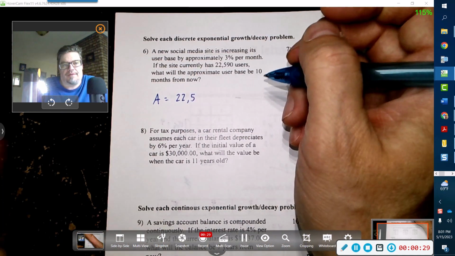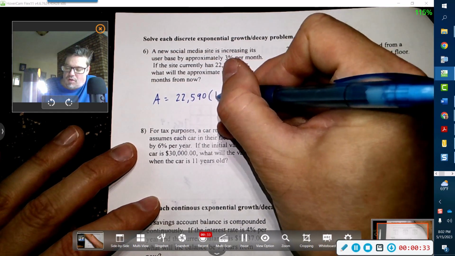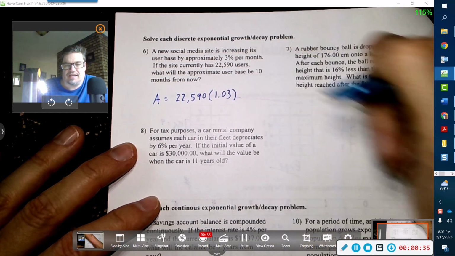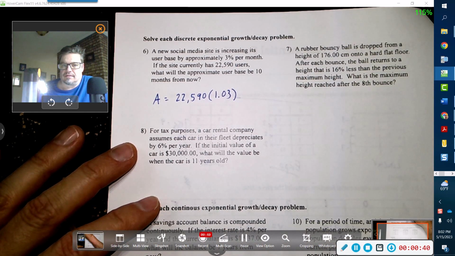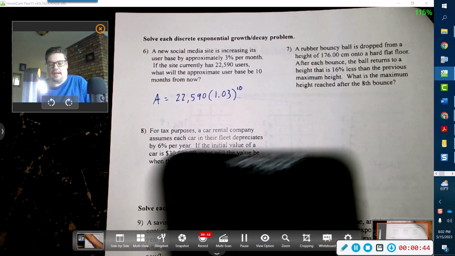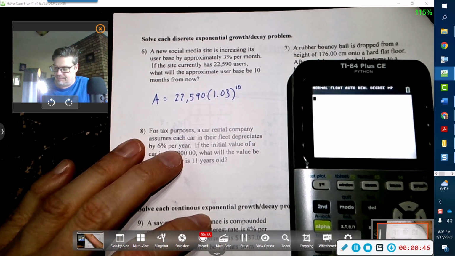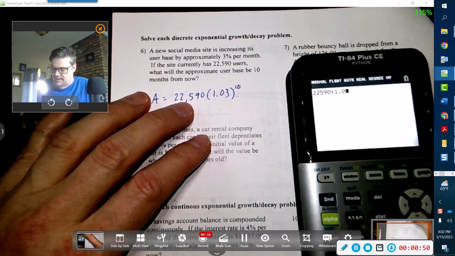per month increase. Okay, so here is our initial value. We're going to go up 3%. Don't forget the 1, or else your answer won't even make any sense. And we want to set that to 10. So really, I don't even know if I really need to plug this in for you guys. Maybe I should have these answers ready.